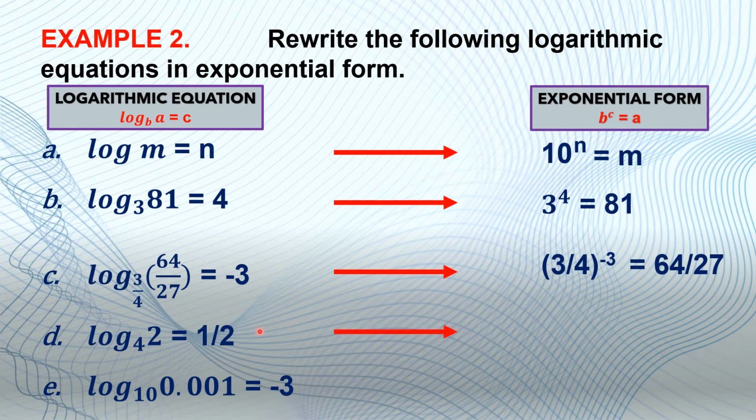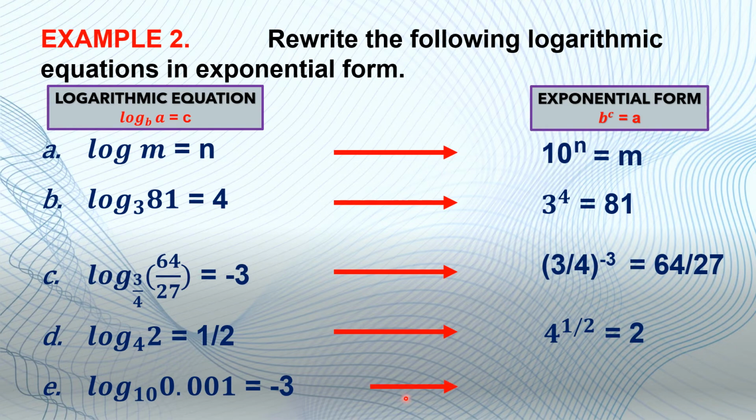Next, logarithm of 2 with base 4 is equal to 1/2. Our B is 4 and our C is 1/2. It is written as B raised to C. So we have 4 raised to 1/2. And our A here is 2. As you can see, it is written as the answer in exponential form. So equals 2. So we have now 4 raised to 1/2 equals 2.